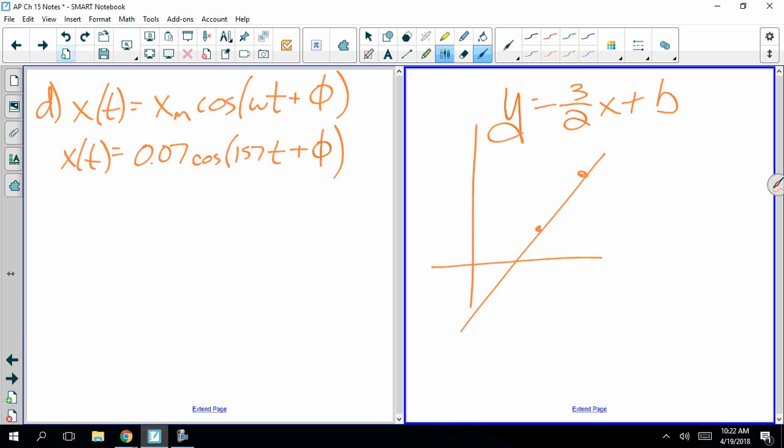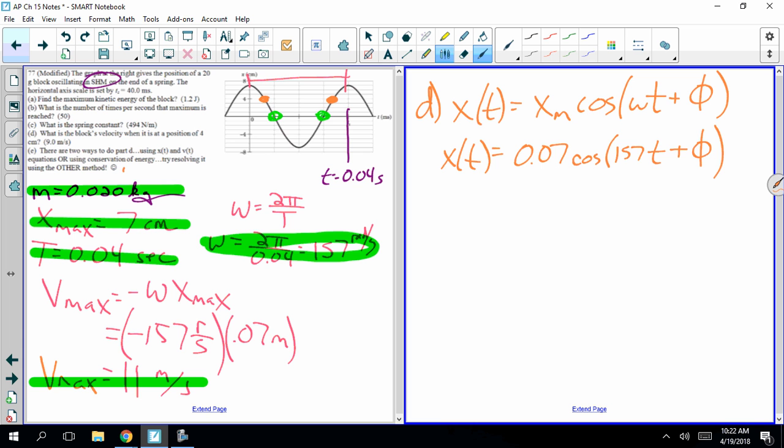This is the exact same thing. We've got a graph for which we know all of these values of x and t, and we're trying to find phi. So pick any point on your graph, plug them in and solve for phi. Does that make sense? So, what's a simple choice?